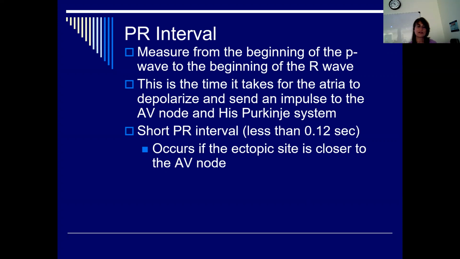So does this make sense? If the PR interval is too short, that tells us the impulse originated closer to the AV node. Why would an impulse originate closer to the AV node? It's an abnormal or ectopic site. Okay.